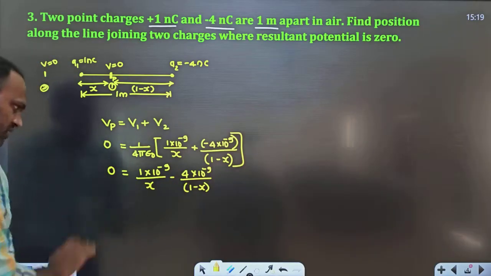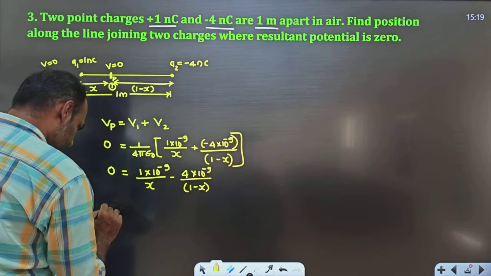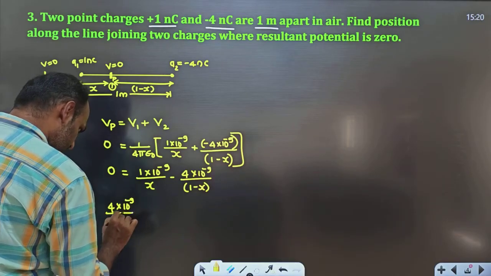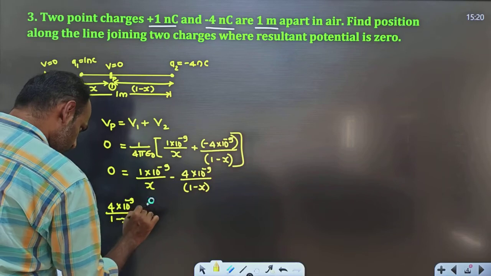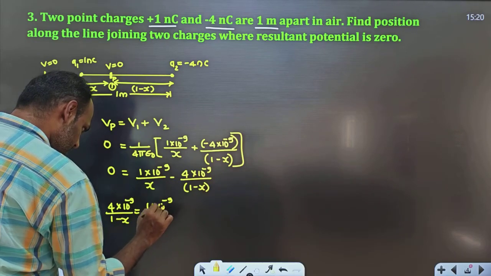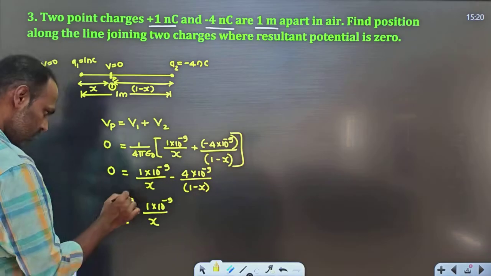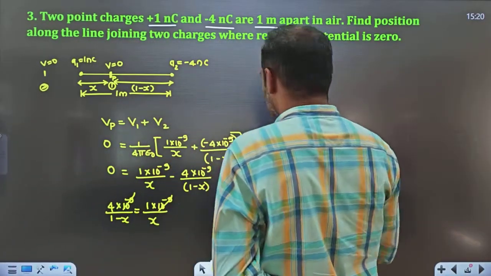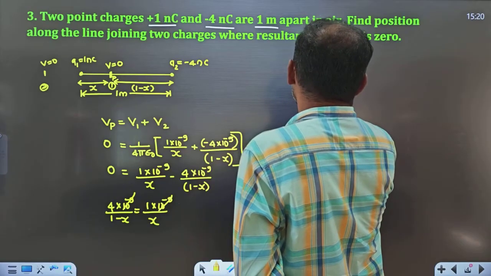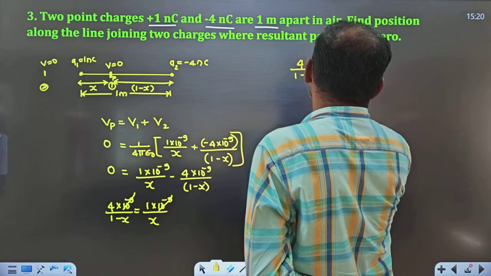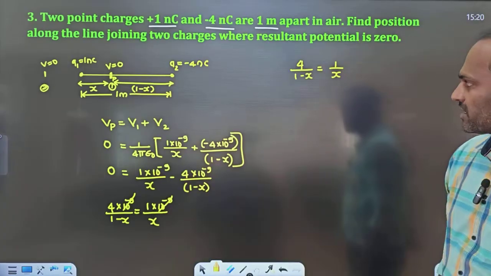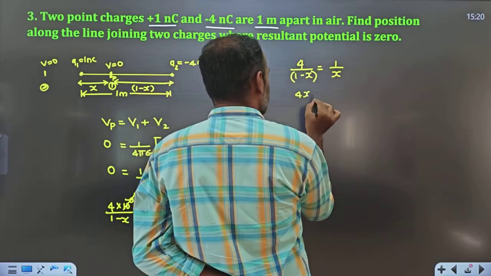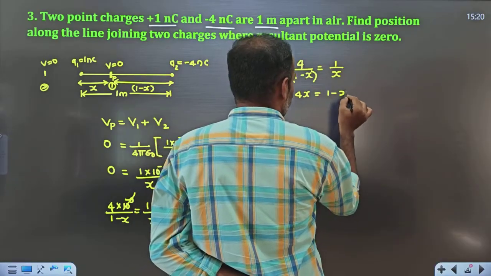So I will shift this to the other side, it will become positive. I will get 4 into 10 raised to minus 9 divided by 1 minus x is equal to 1 into 10 raised to minus 9 divided by x. So 10 raised to minus 9 and 10 raised to minus 9 will get cancelled. I will get 4 divided by 1 minus x is equal to 1 divided by x. Cross multiply this: x into 4 will be 4x, 1 into 1 minus x will be 1 minus x.